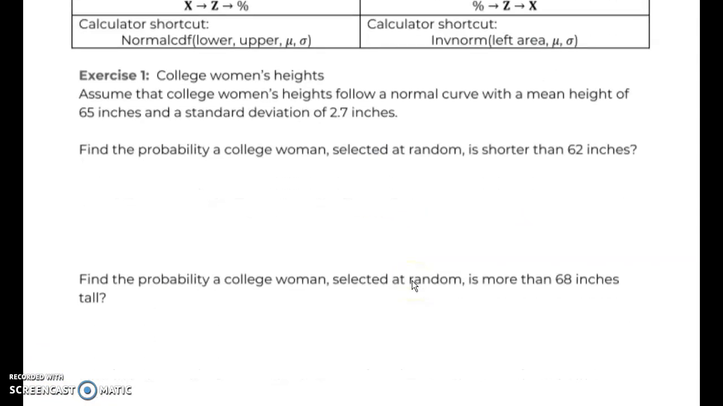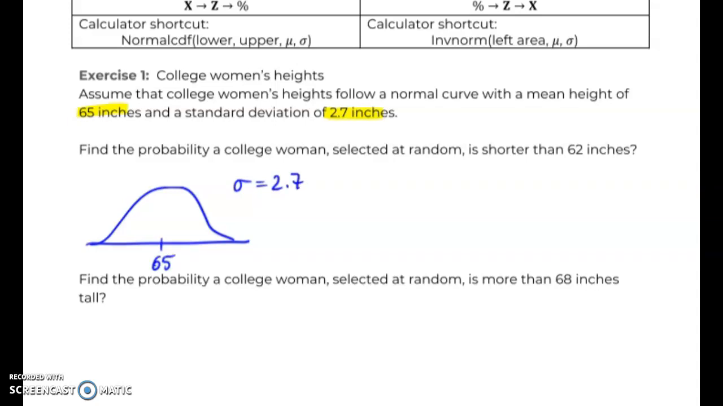So let's look at exercise 1 over here, which states that college women's heights follow a normal curve with a mean height of 65 inches and a standard deviation of 2.7. Right away, when we have a normal distribution given, we want to actually draw the curve and label what we have. The mean goes right in the middle of our normal distribution, and I always like to write the standard deviation next to it.